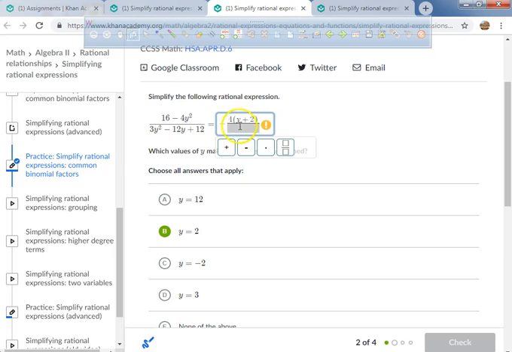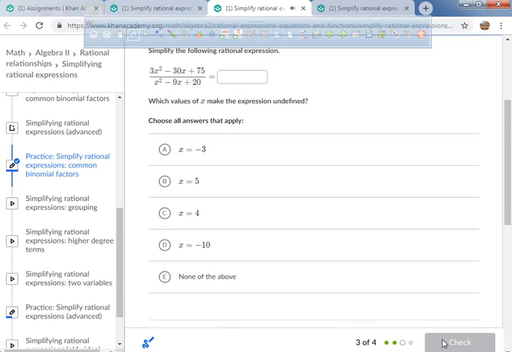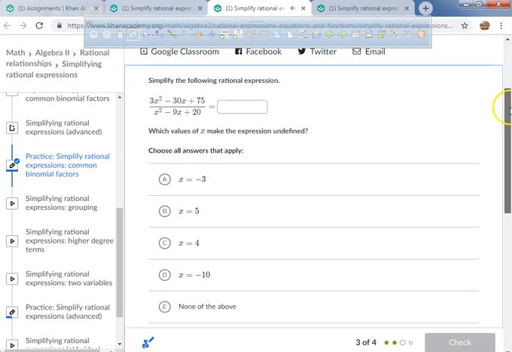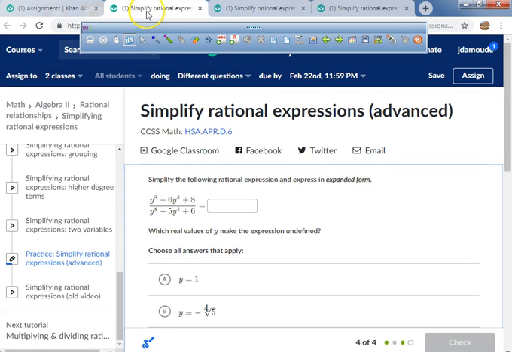Y plus 2. And down here I had a 3, open parentheses, y minus 2. All right? And I did not expand it because they did not ask me to expand it. Okay. I won't do this one. I'll do that one if you want me to later. Right now I want to go to advanced.